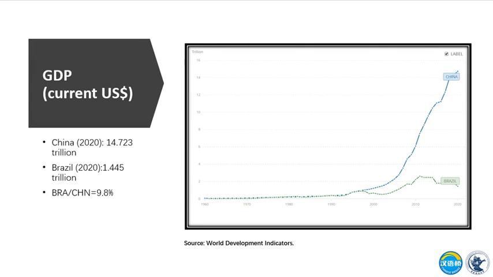Okay, just now we know Brazil and China share a similar size in terms of territory and areas, but we also know there are differences in terms of total population. So let's look at this figure.